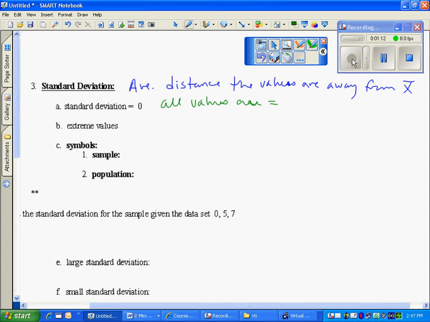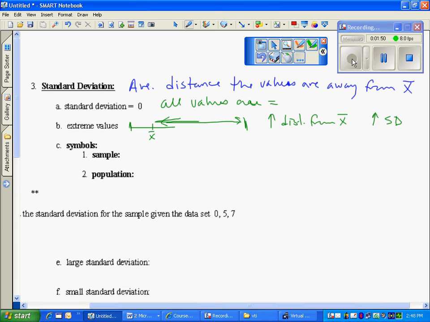Extreme values. What do they do to my standard deviation? Well, if I am sitting at x bar, we'll just pretend x bar is there, and I have this extreme value out here, if you look at that distance, the average distance away from x bar, it's large. It's going to increase. So extreme values increase the distance that I am away from x bar, thus increasing standard deviation. We're going to abbreviate standard deviation with an S and a D, so we don't have to write that out the entire time. S and D stand for standard deviation.